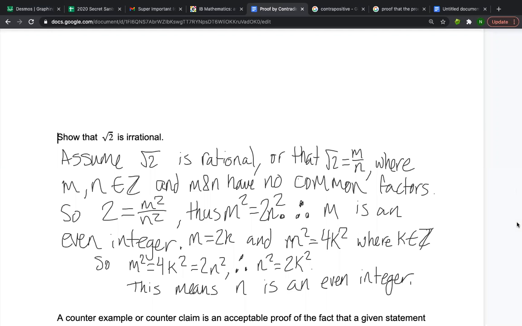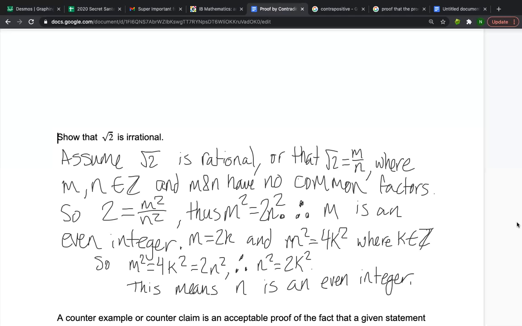So now what I've done is I've squared both sides of my equation. So now instead of the square root of 2, I have 2 is equal to m squared divided by n squared. Thus, m squared, I'm just isolating that variable, is equal to 2n squared. Therefore, m is an even integer because I have 2 times another integer. I know that that's the definition of even.